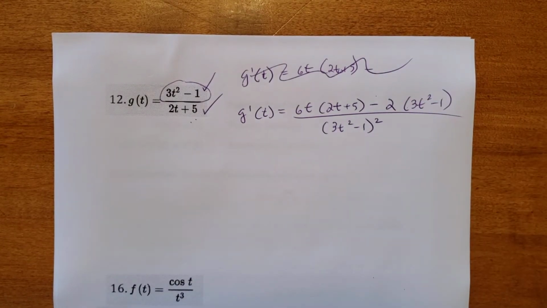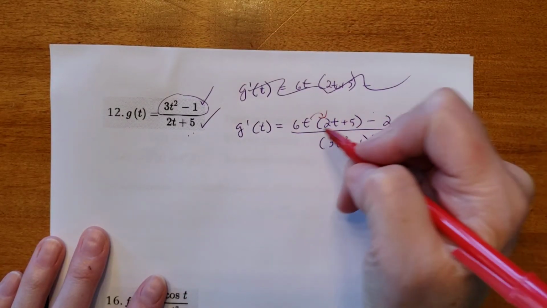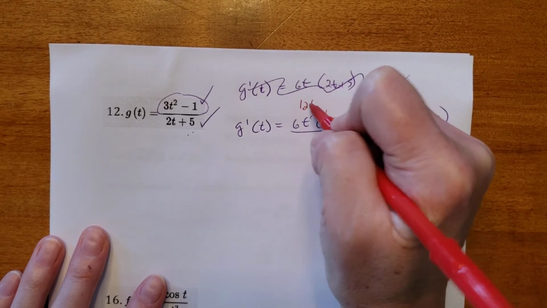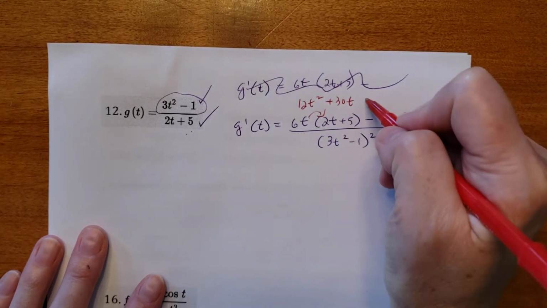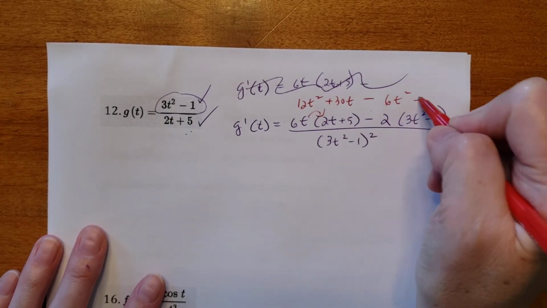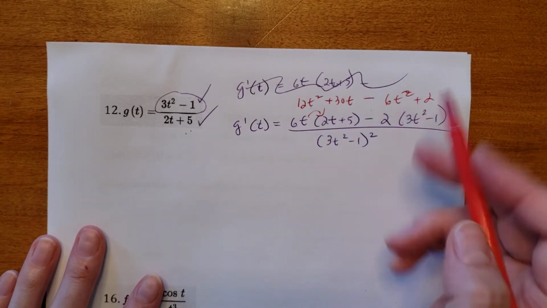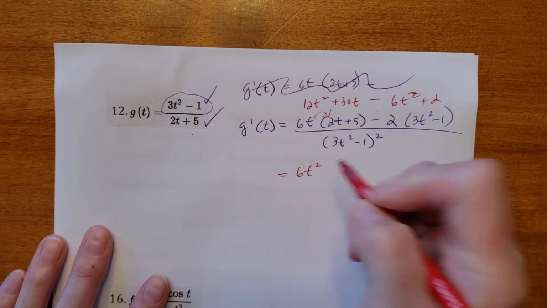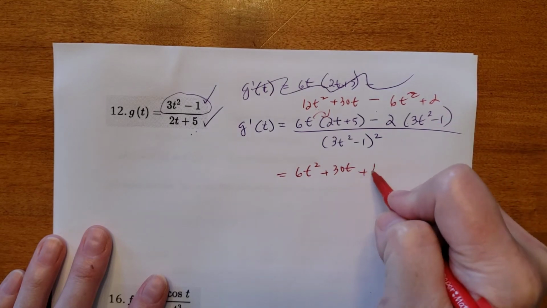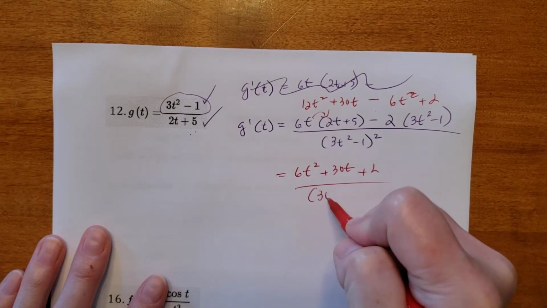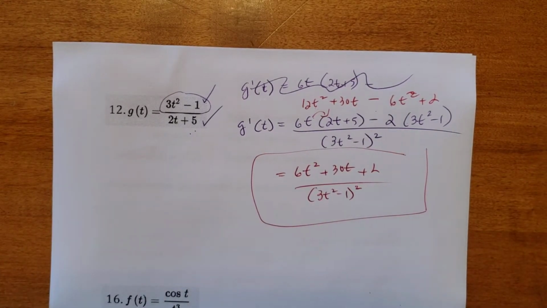So this one, you should do a little cleanup on it. So I'm going to distribute the 6t across it. So that would give me 6 times 2, 12t squared. And then 6t times 5 is 30t. Distribute the minus, so that makes minus 6t squared plus 2. And so on the t squared terms, I have 12 minus 6, which is 6. And then plus 30t and plus 2 all over 3t squared minus 1 squared. We can just leave it like that.